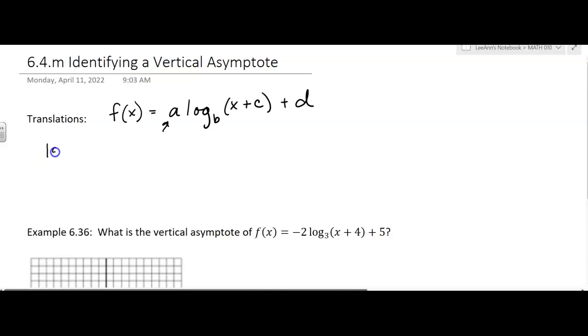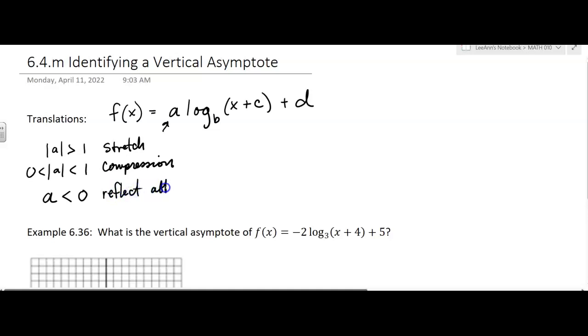If the absolute value of A is greater than 1, it's going to be a stretch. And if the absolute value of A is between 1 and 0, it's going to be a compression. And if A, the actual value of A, is negative, less than 0, it's going to reflect about the x-axis. So A tells us a lot.